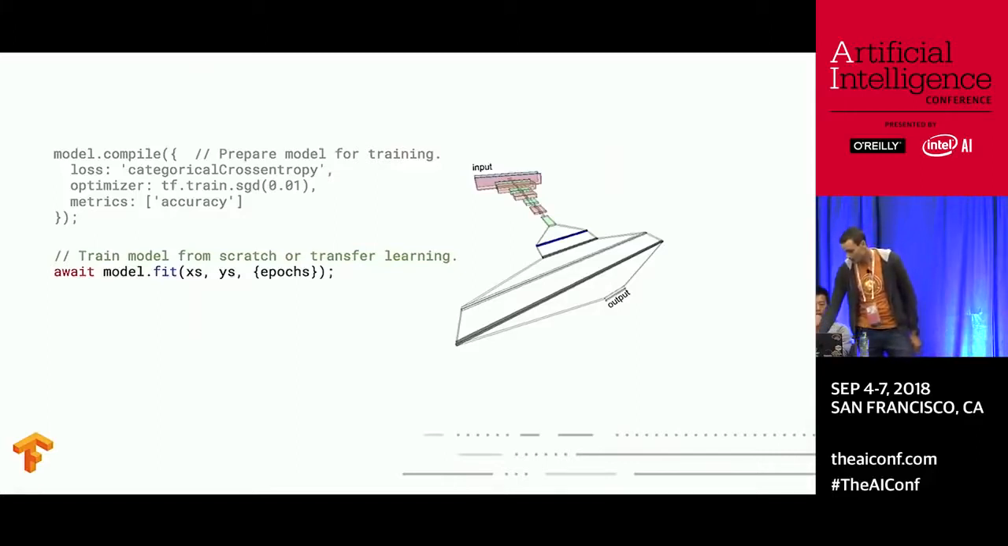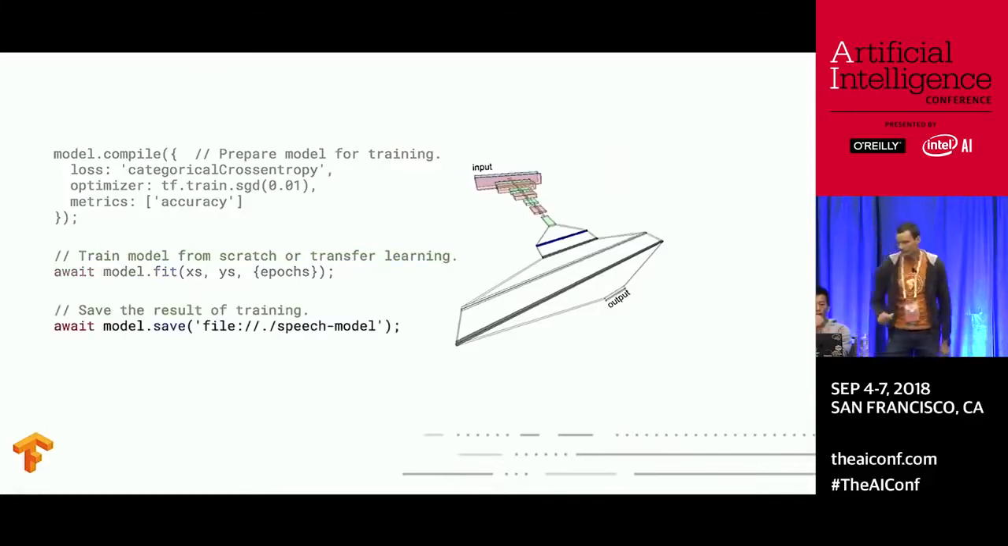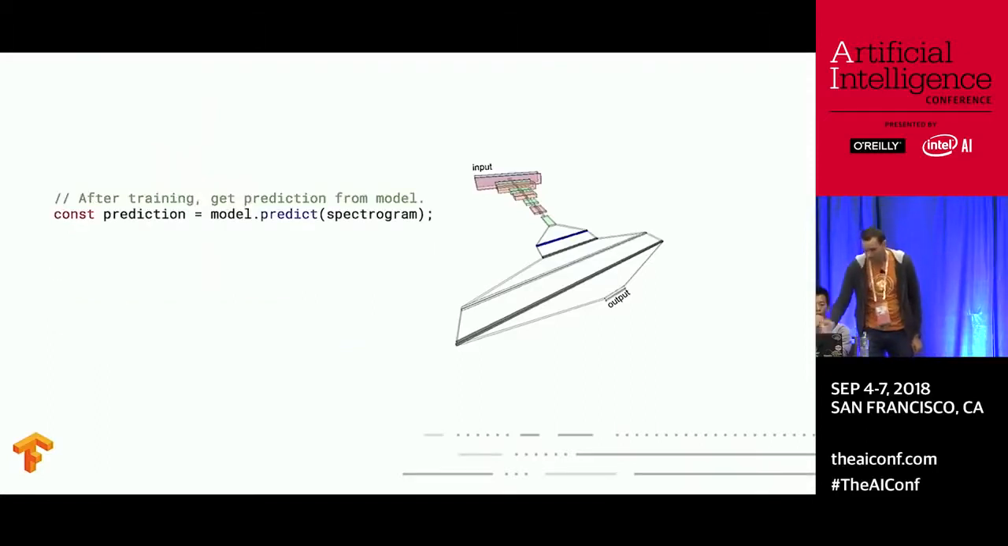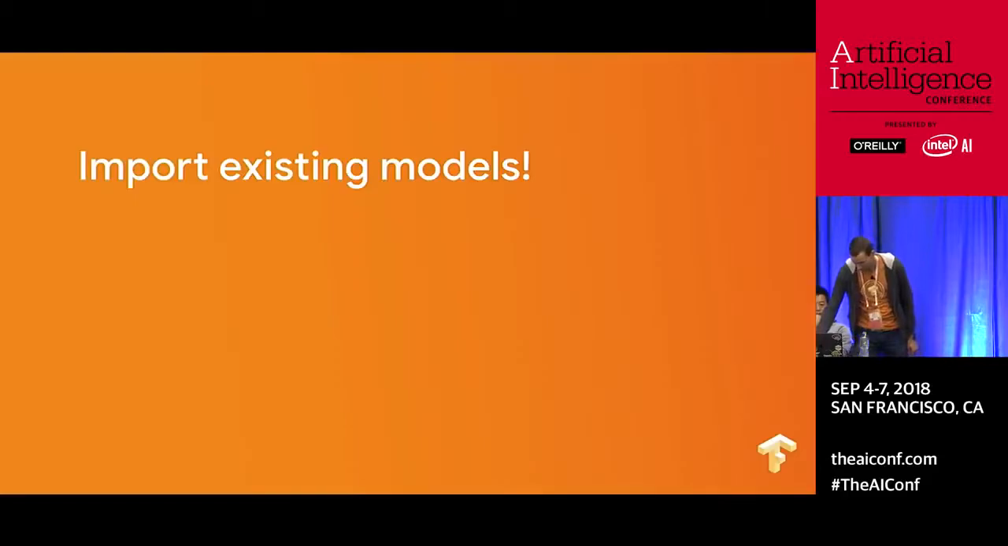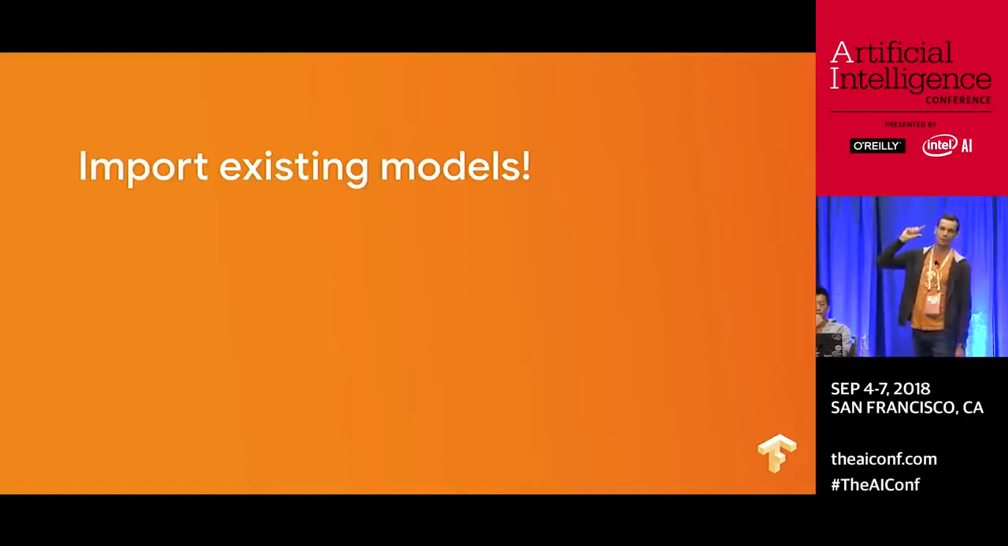And once the model has trained, we can save it to disk. We have options for saving directly in the browser and on Node.js to file. And then finally, we can use that model to do prediction. So we model.predict, and we pass in our spectrogram. OK, so those were 2 quick passes at some of the APIs we use, the higher level layers API and the lower level core API.